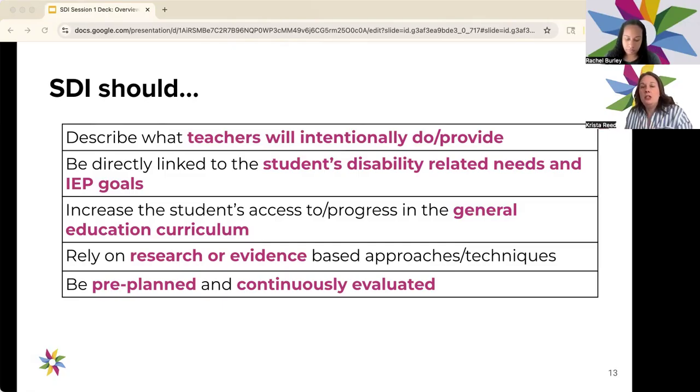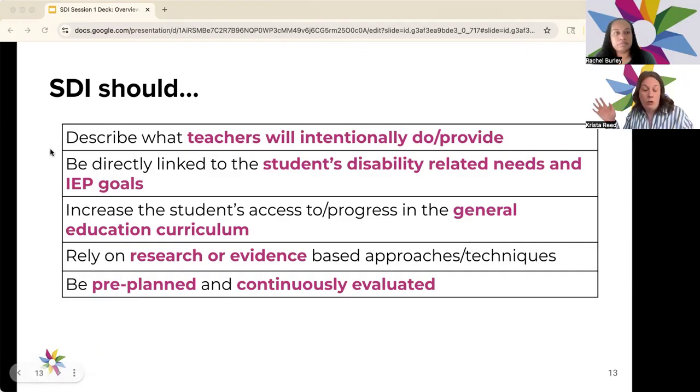It should be based on research or evidence-based practices that we know will increase access or progress for that student, right? So it's not just an instructional strategy that we're trying without any evidence that it would work. We're trying to pick the strongest strategies and approaches that we can because of what we know about the student and their disability. And then finally, it's pre-planned. We're not doing SDI on the fly. We're not adapting or differentiating after a student is unsuccessful. And we're also collecting the data to continuously evaluate whether the choices we're making intentionally and proactively are working.